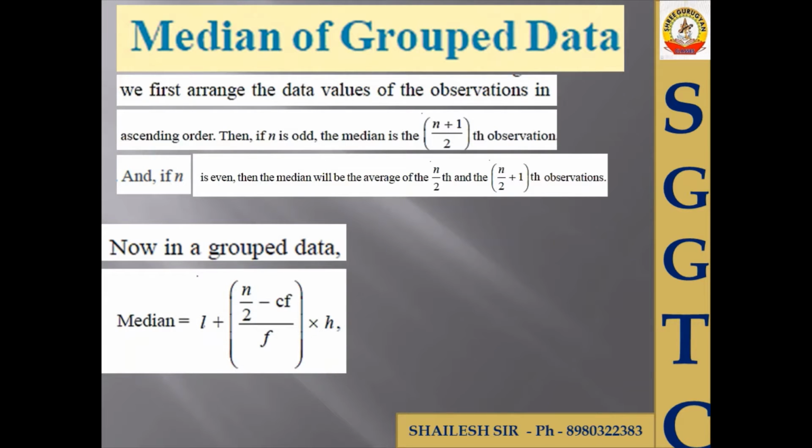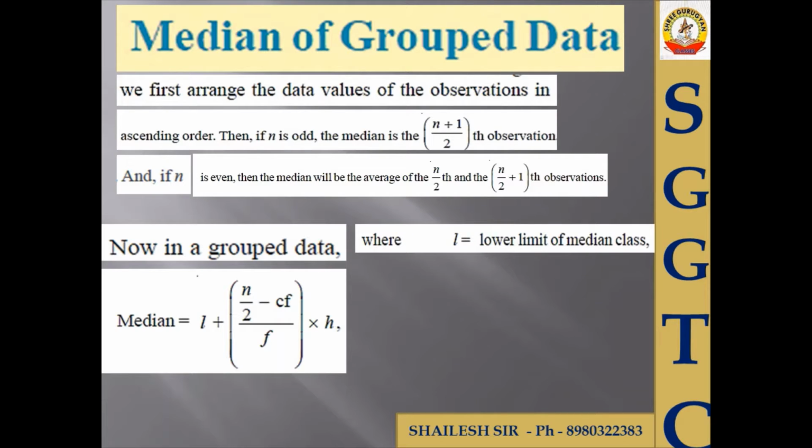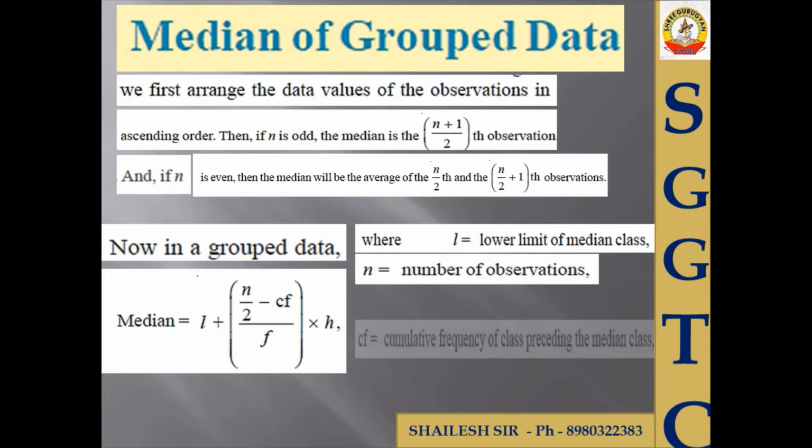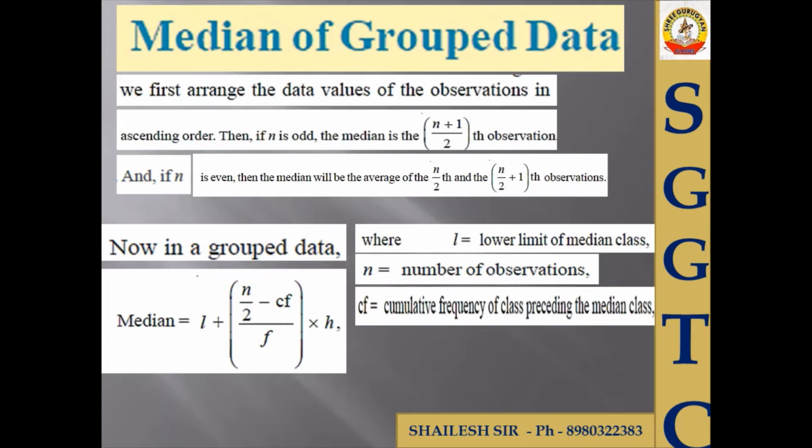In grouped data you use this formula: median = L plus (n by 2 minus CF) upon f, into h. One by one I explain what each symbol indicates. L is the lower limit of the median class. n is the total number of observations, so n by 2. CF is the cumulative frequency of the class preceding the median class. And f is the frequency of the median class. All of these are used in this formula.